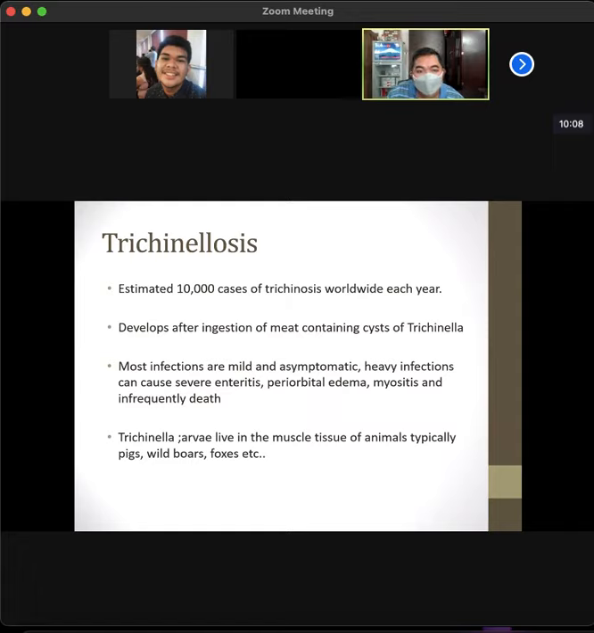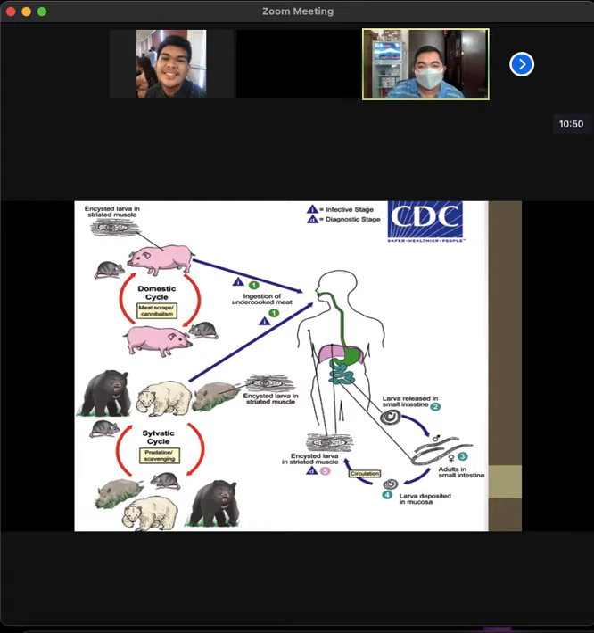So they can have severe diarrhea. Sometimes it will travel to areas in the body, for example the periorbital area, where they have some edema, some myositis. But luckily, death is less likely as an outcome. From here, Trichinella larvae live in the muscle tissue of animals, typically pigs, wild boars, foxes, etc. So this is the life cycle of this helminth.